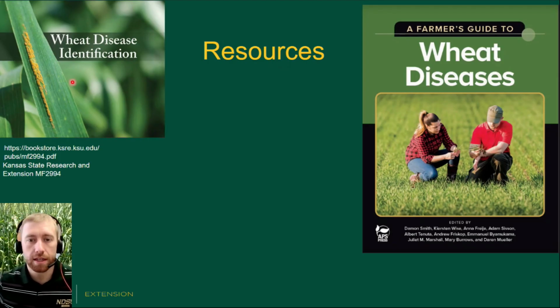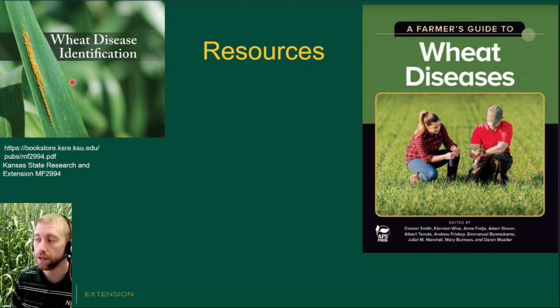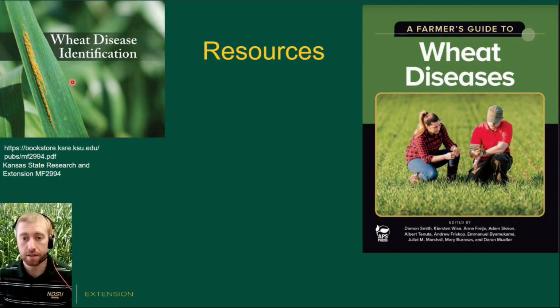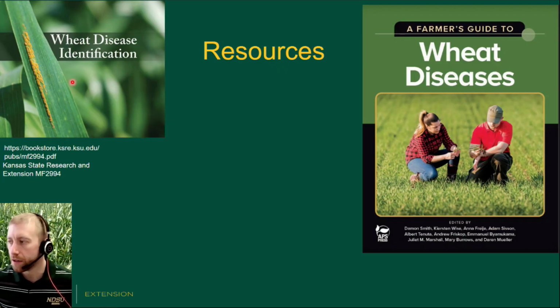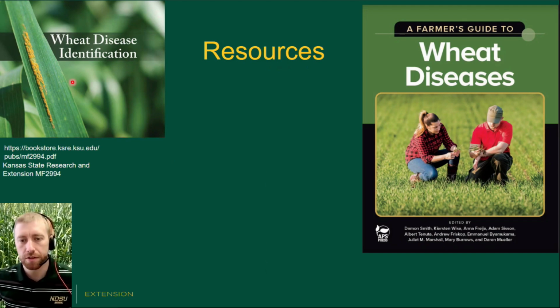One is the Wheat Disease Identification Pamphlet. This was produced by a group of plant pathologists in the NCRA 184, which more or less dedicate towards the management of small grain diseases. This can be found on the Kansas State University Extension website, and is a good visual resource of what some of these will look like. We also have a Farmer's Guide to Wheat Diseases that was recently published. This is through the American Phytopathological Society meeting, and again, a group of plant pathologists that work on wheat came together and wrote a book really from the viewpoint of agriculture professionals and growers.